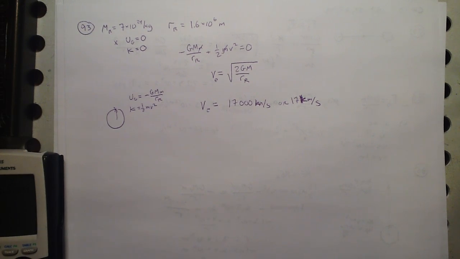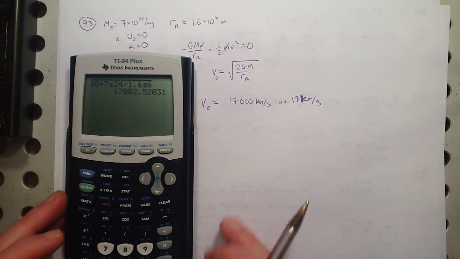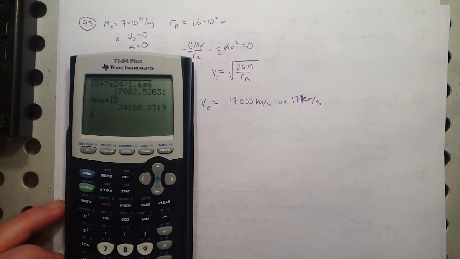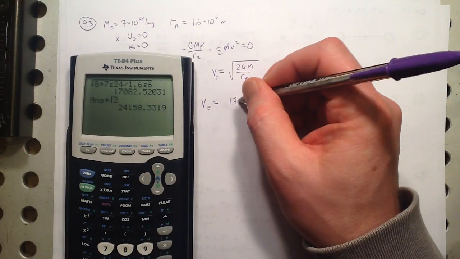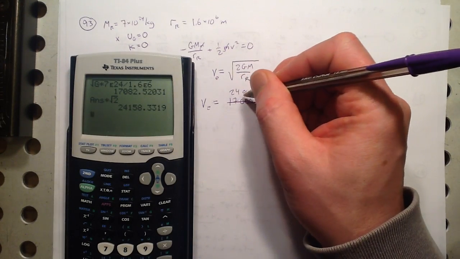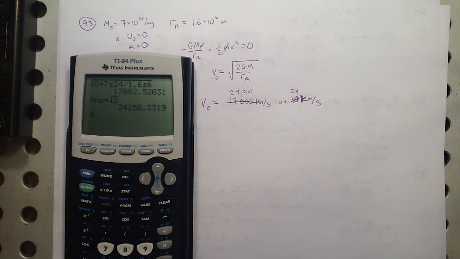Oh, I forgot the 2 under there, didn't I? I forgot to put the 2 there. Duh. Well, that's like forgetting to multiply by the square root of 2. So if I do that, multiply by the square root of 2, there we go. That's the right answer. So that's about 24,000 meters per second, or 24 kilometers per second. Sorry about that. All right, there you go. There's that assignment.